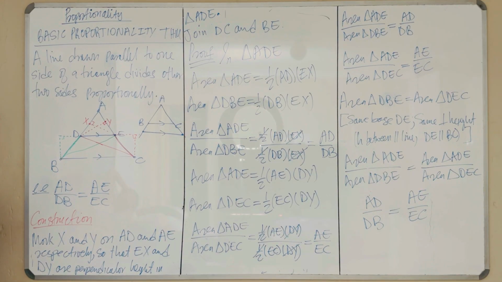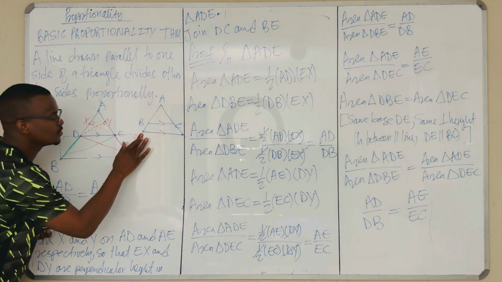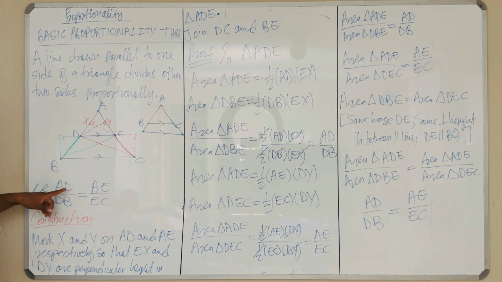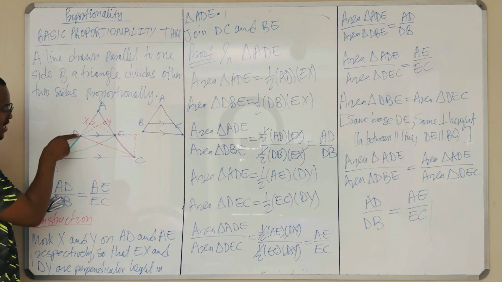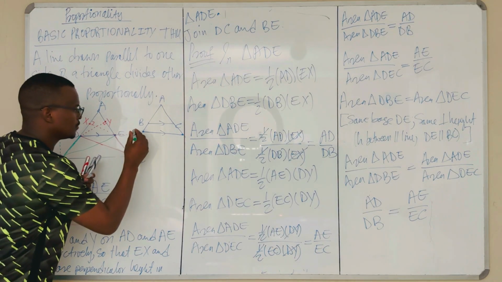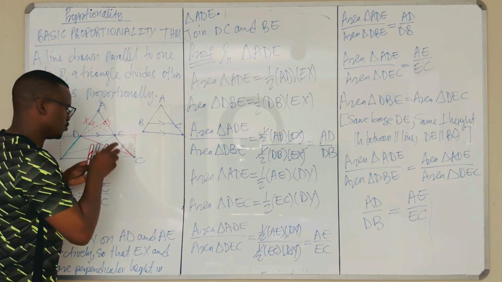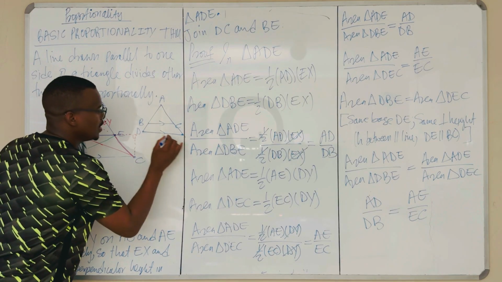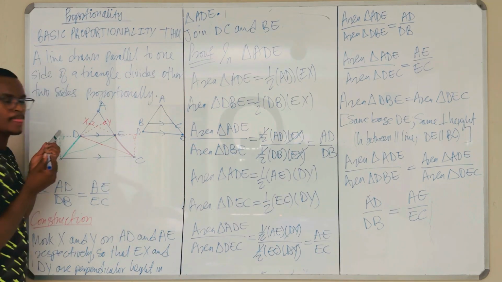The same ratios will apply. Yes, the exact same ratios will apply. Because this is your D, your D will be sitting here, and your E will be sitting there.